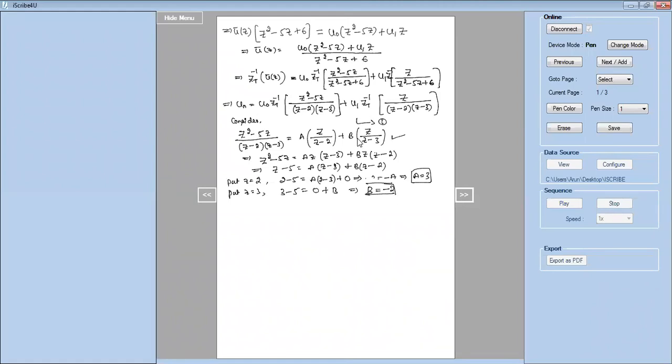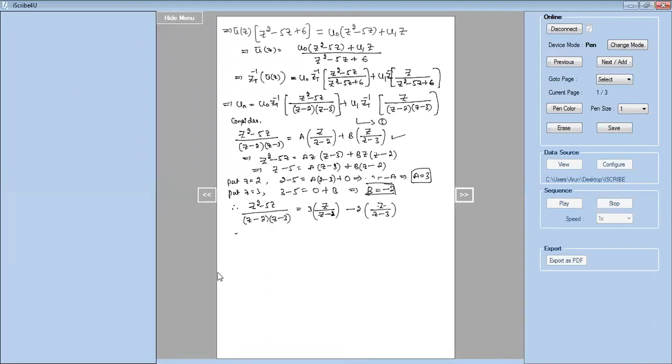Therefore we get (z² − 5z) / ((z − 2)(z − 3)) equals, first A, A is 3, so it is 3 into z by (z − 2). Next B, B is −2, so −2 into z by (z − 3). Right. So these A and B values are substituted here. Now take inverse on both sides.